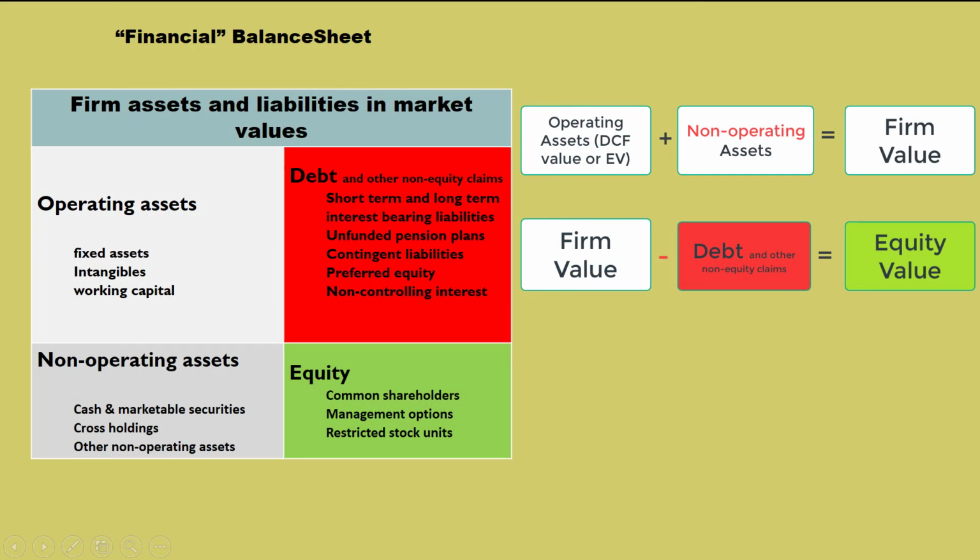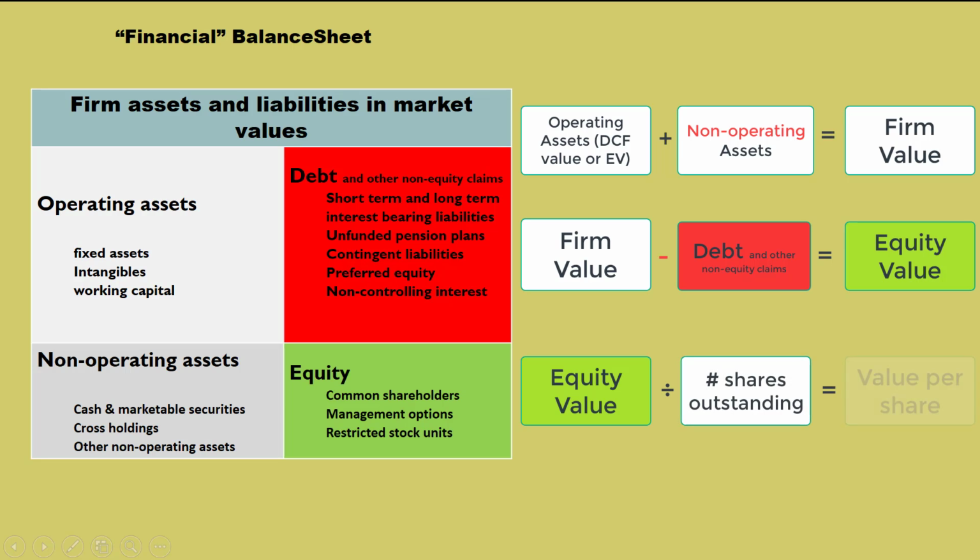To sum up, we have to deduct the value of all debt and non-equity claims from the total firm value to get to the equity value in the firm. When we have the equity value, it's common to say that we need to divide it by the number of shares outstanding to get the estimated value per share. This is correct only if there are no claims on the firm equity other than those of common shareholders. In practice, this condition also very often does not hold, which means that not all the firm equity belongs to common shareholders.